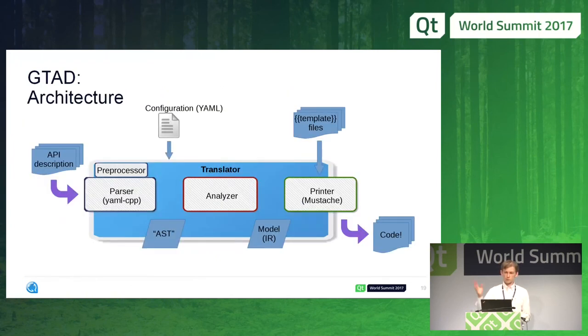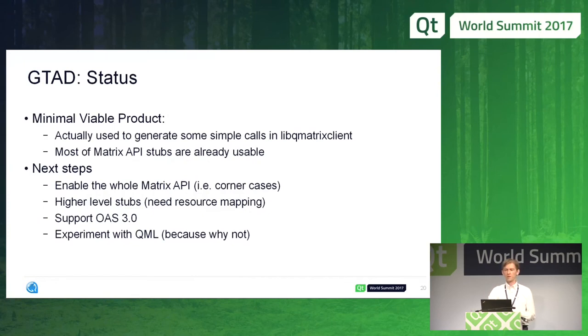The architecture looks very expectable. There is a YAML configuration. There are template files. It consumes all that. It gets the API description. And then it produces the code as the result. Since I'm short of time, I won't show the actual code, but if anybody is interested, I can show it separately after the session.